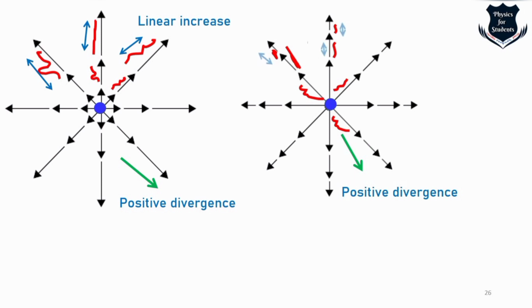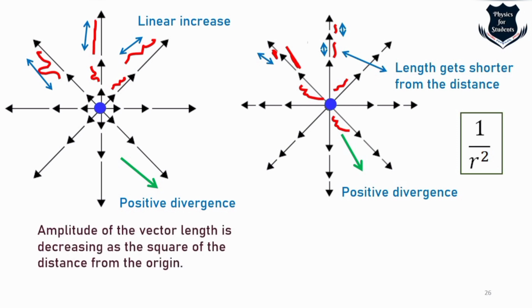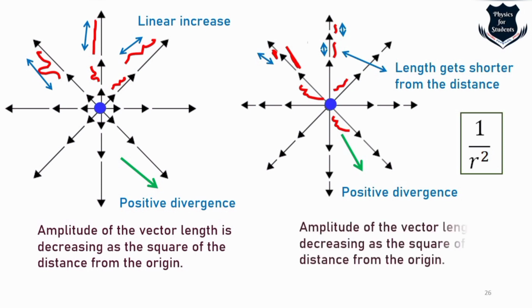Let me show you again. This is basically the decrease in amplitude. So the length gets shorter and shorter with distance. The decrease in amplitude is because of the 1 by r square, and such a field actually has zero divergence everywhere except at the source. Why? Because it is decreasing, and these factors get cancelled off, so we get a zero divergence. This is a very, very important point. Note that the amplitude of the vector length is decreasing as the square of the distance from the origin.